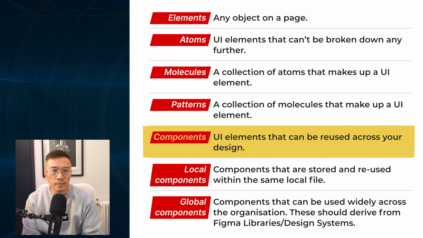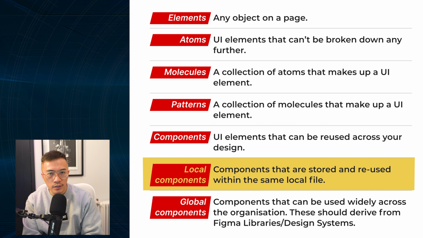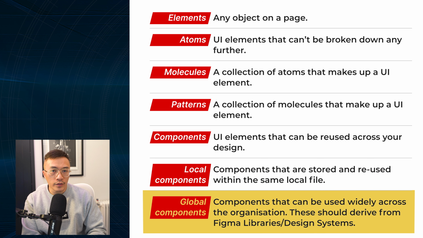And you can structure components in two ways. Again, similar to styles, you've got local components, which are components that are stored locally and can only be used in the same local file. Then you've got global components. These are components that are inside a library, which is shared across the whole team and organization. Now, if you're a beginner and you're not familiar with Figma just yet, some of these might not make complete sense to you. As we go through some of these exercises later on, I'll be referring back to these terminologies whenever I want to identify something on a page.